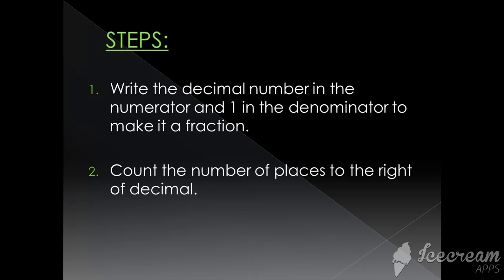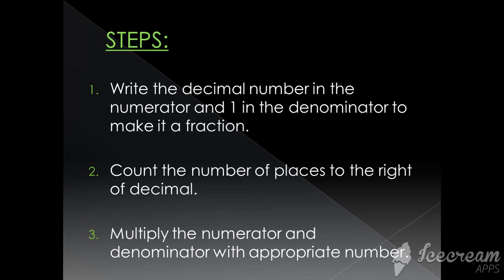Step number 2. Count the number of places to the right of the decimal. And step number 3, multiply the numerator and denominator with the appropriate number. It means that if there is one digit after the decimal, then we have to multiply by 10. If there are two digits after the decimal, then we have to multiply by 100. And if there are three digits after the decimal, then we have to multiply by 1000.